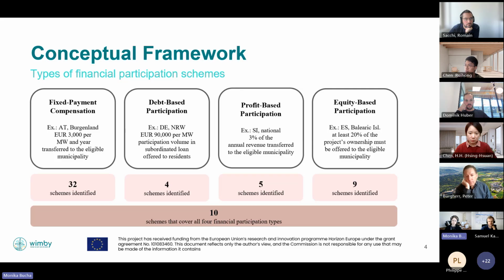Then we have profit-based participation. Here's an example from Slovenia, where wind park developers have to share 3% of the annual revenue with the municipality. And then we have equity-based participation. Here's an example from Spain, the Balearic Islands, where at least 20% of the project's ownership must be offered to municipalities. And here I have identified 9 schemes. And then I have also identified 10 schemes that allow developers to choose any of these 4 schemes just defined.